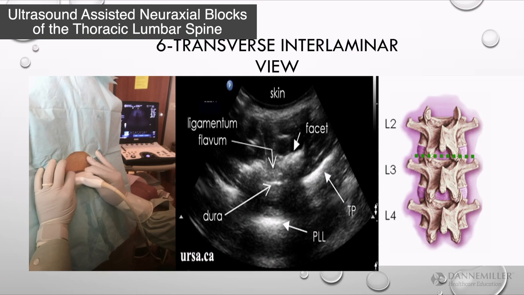And anterior dura and PLL, posterior longitudinal ligament, vertebral body is here. And this is transverse process. You see? Here.